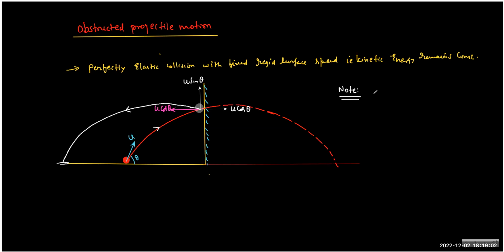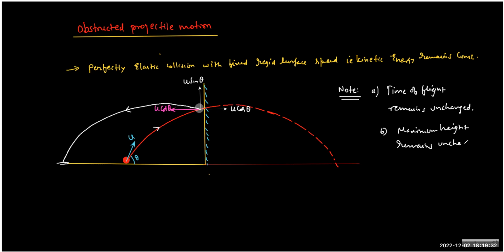So what we really need to remember here is: A, time of flight remains unchanged. Okay. And B, maximum height remains unchanged. It is clear, guys?